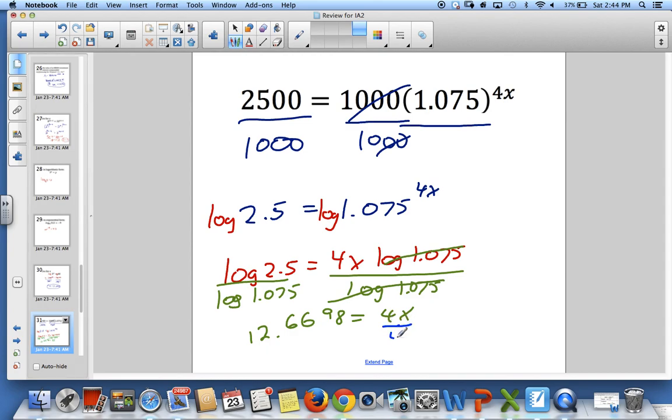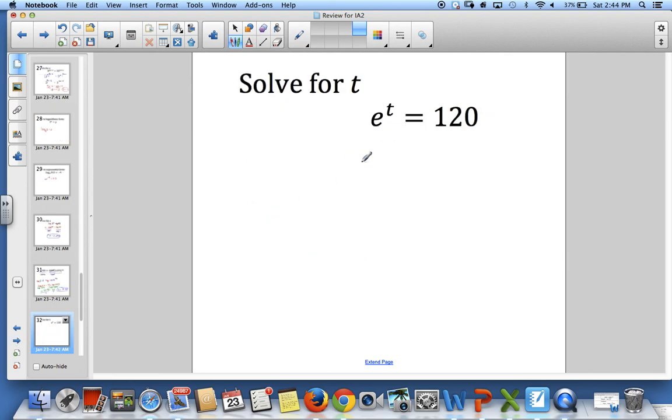Divide by 4, divide by 4. So x equals 3.167. That'll be our answer to that one. Okay, two more problems and then we're done. This one is e to the power, and there's a couple of ways to do this.